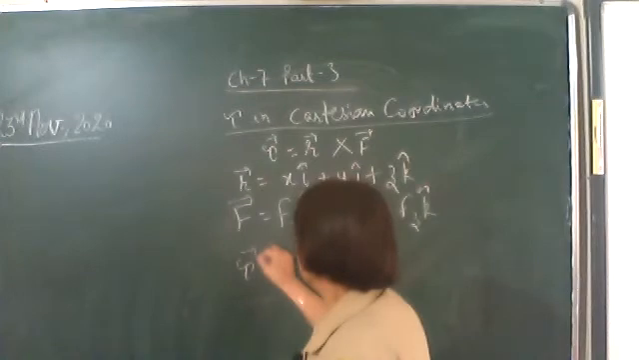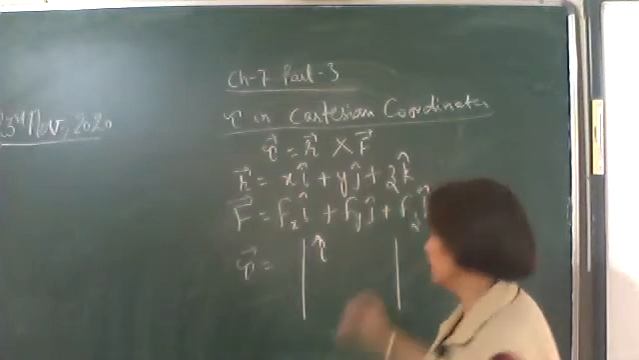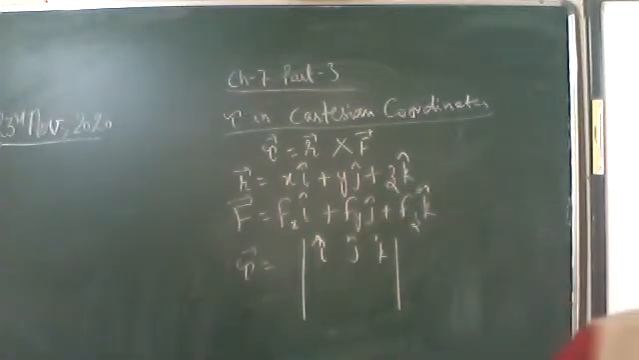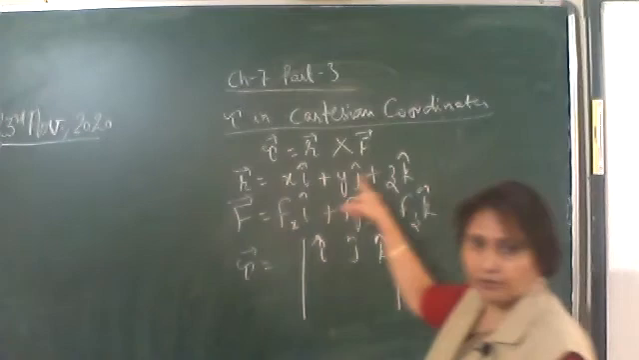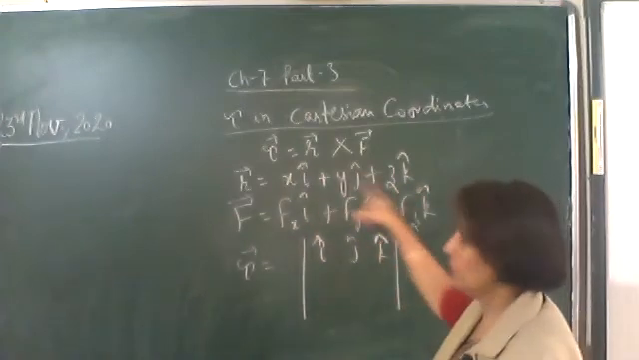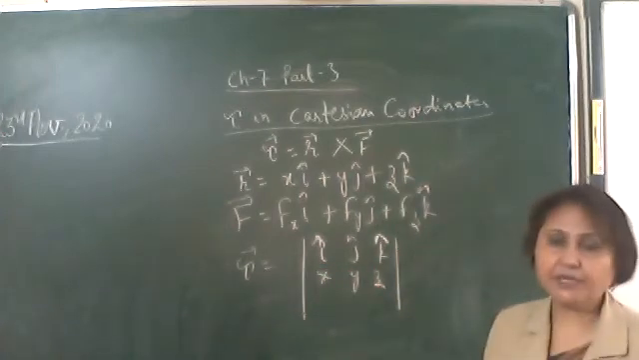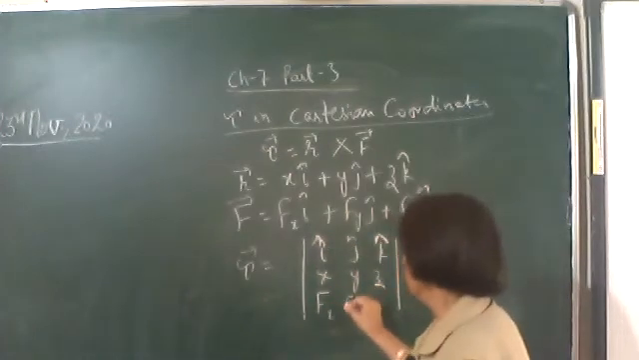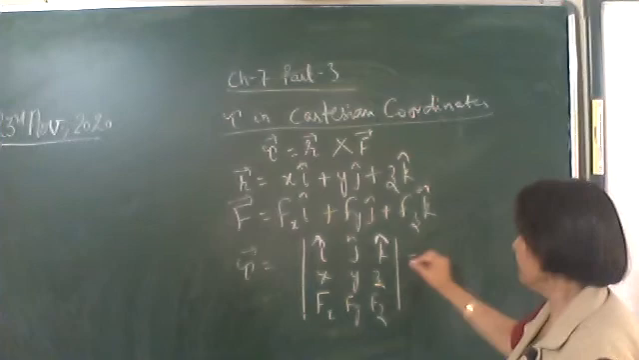So tau vector is equal to, in the first row we write the unit vectors along x, y and z, which are i, j and k, and then in the second row we write down the components of r vector along x, y and z axis, which are x, y and z. Then in the third row we write down the components of the force along x, y and z, fx, fy and fz. I think everyone knows how to simplify it.